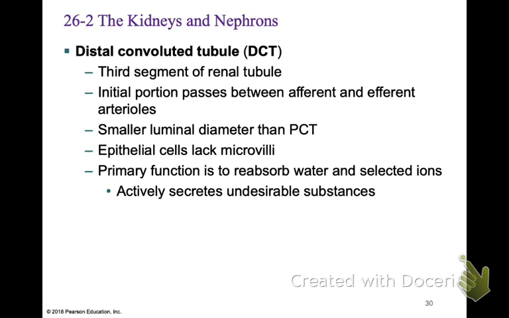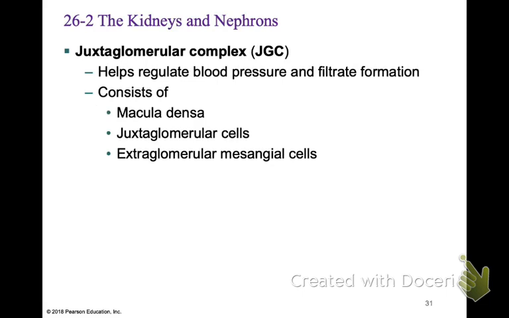In the distal convoluted tubule, we only have about maybe 15% of the total fluid volume left. The primary function here is to absorb water and ions, and also to actively secrete things that you're trying to get rid of. So, all right, now we're going to turn our attention to something that's not directly related to urine formation, but it is a regulatory area.